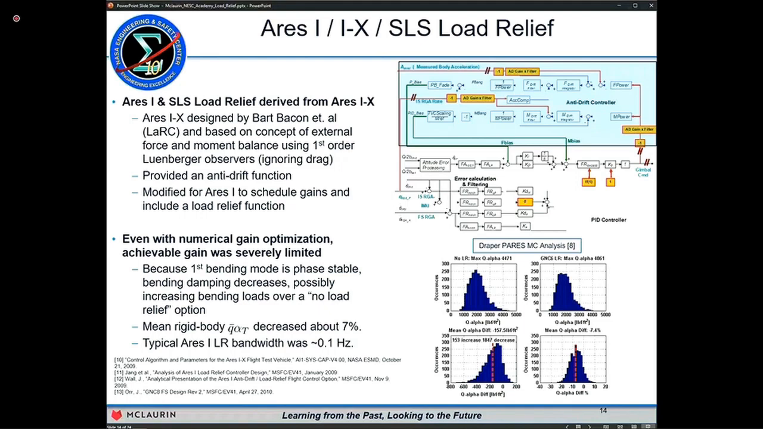But this is, from the Ares program, very typical results for large flexible launch vehicles. For Ares 1, the first bending mode was phase stable. So we were concerned with decreasing bending mode damping with the inclusion of load relief. And statistically speaking, this is pretty typical. On a full production system with bending dynamics and slosh, load relief bandwidth is about tenth of a hertz, and the mean Q-alpha total decrease is about 7%. So this is not a solve-all-the-loads-problems type of approach. It's a do-a-little-bit-better, increase-the-margins type of approach.